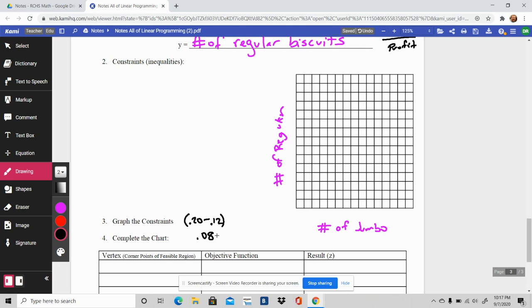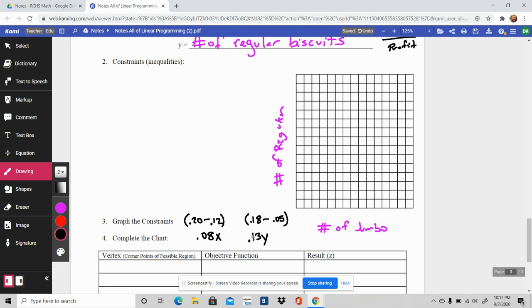So if there's only one, it'd be 8 cents. If there's two, it'd be 16 cents, and so on. Remember, X represents the number of jumbo biscuits. All right, for the regular biscuits, up above, it told us that a regular biscuit sells for 18 cents and that it costs 5 cents to make it. So 18 cents minus 5 cents would be 13 cents. And again, that's per regular biscuit that's made.